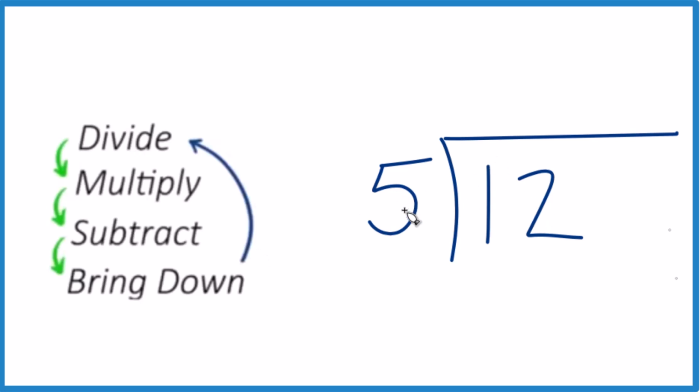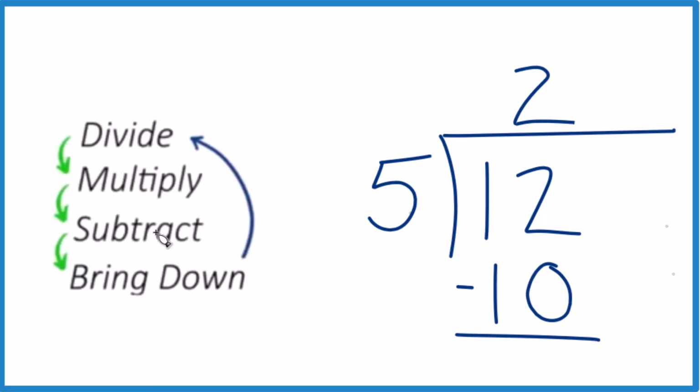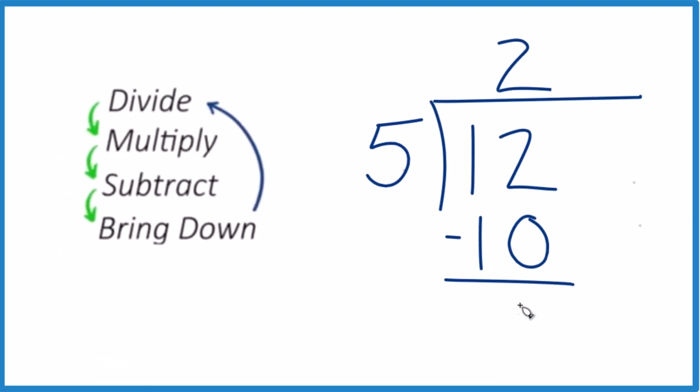So first we divide. Does 5 go into 1? Nope. Does it go into 12? Yeah, 2 times. Then we multiply. 2 times 5 is 10. We subtract right here. 12 minus 10 is 2.